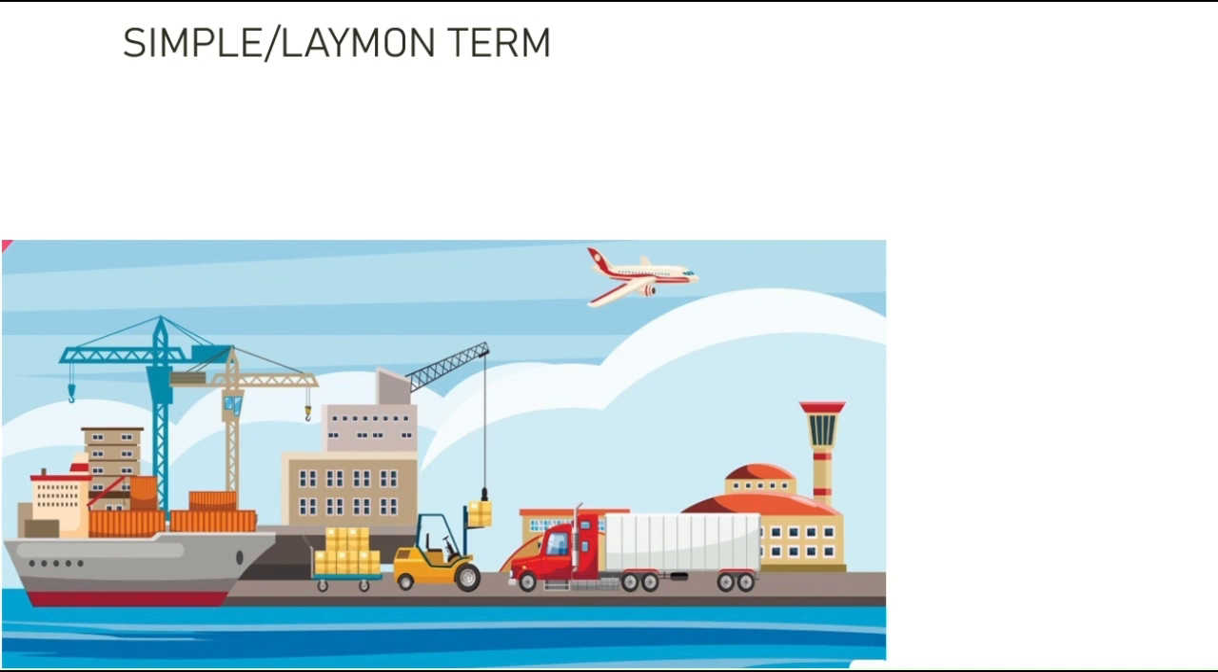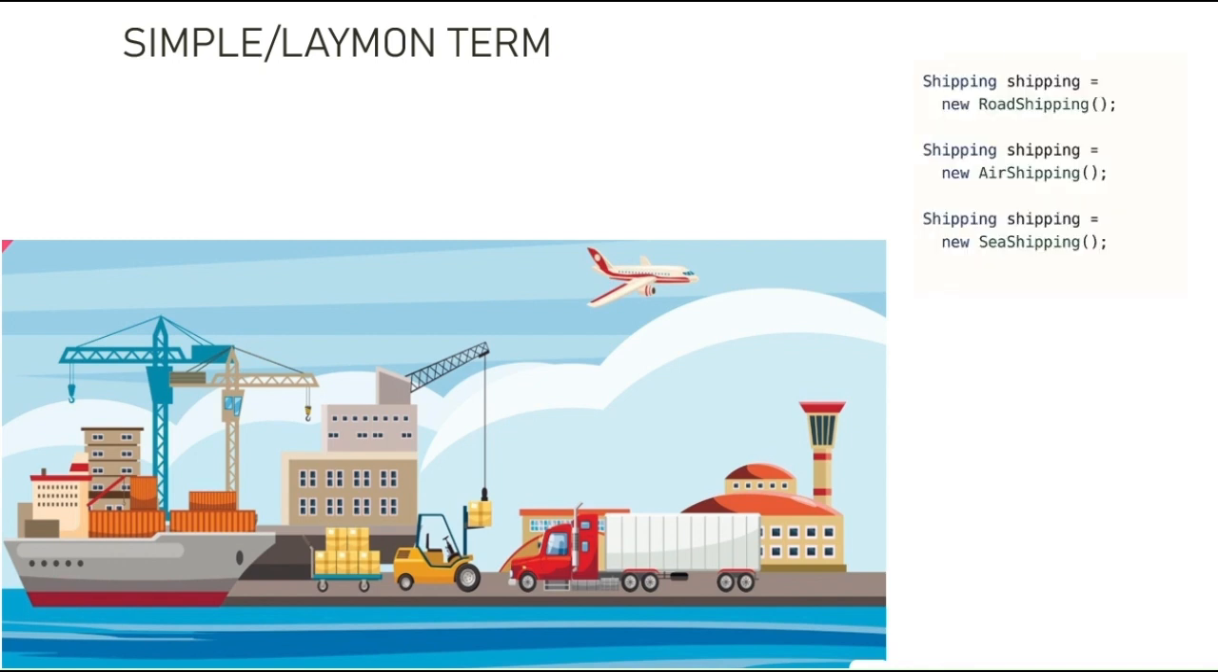Let's understand this in simple layman's terms. Imagine you run a logistics company that ships goods by road, air, or sea. Now, without the factory pattern, your code might look something like this. You're deciding object creation based on a condition. And if you need this ship object or transport object everywhere, you're going to add this condition everywhere, right? So this is one example of bad design, right?